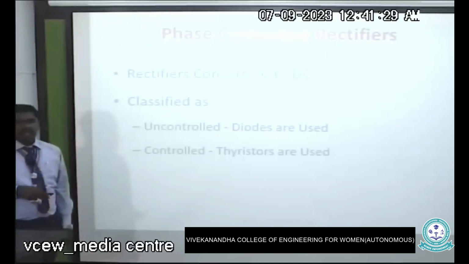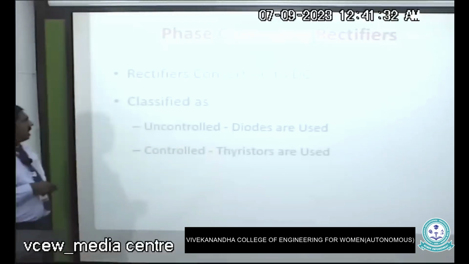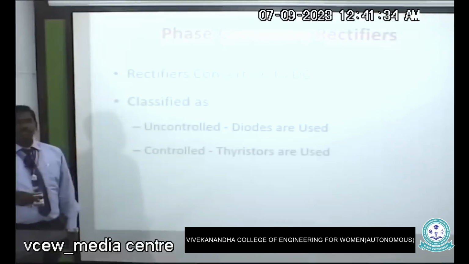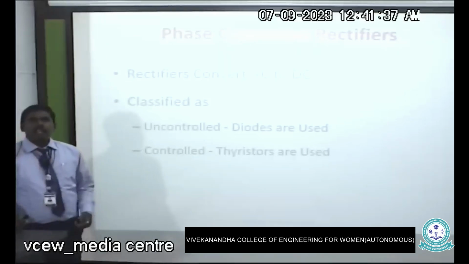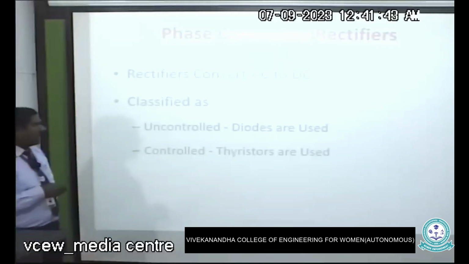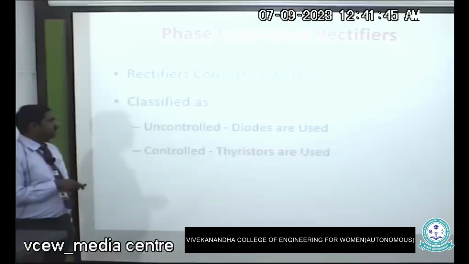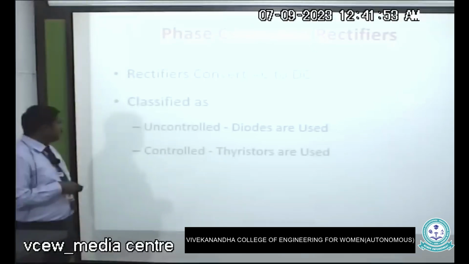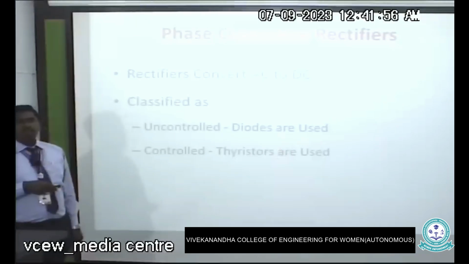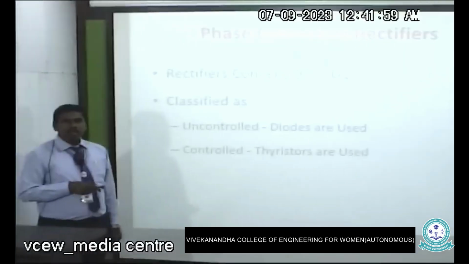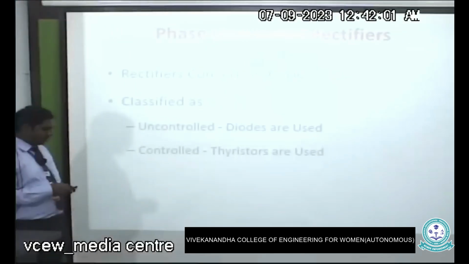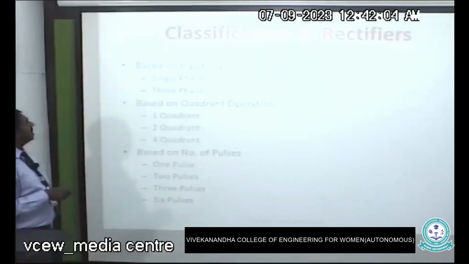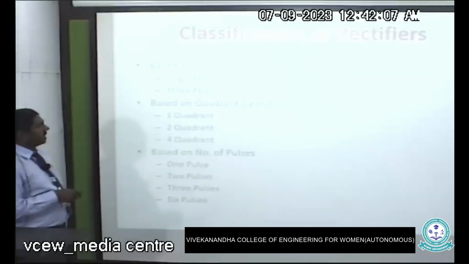This conversion is classified into two types: uncontrolled converter and controlled converter. In an uncontrolled converter, diodes are used as the conversion component, the electronic component. In a controlled converter, thyristors are used. Uncontrolled means we can't control the circuit when using diodes, but controlled means it is possible to control the device or circuit by using thyristors. So this is the classification of the rectifiers.